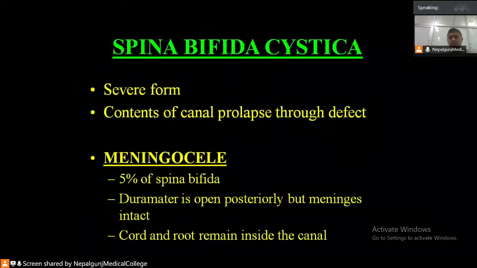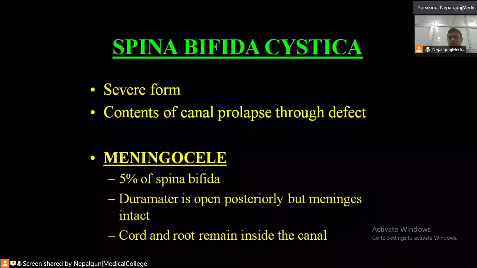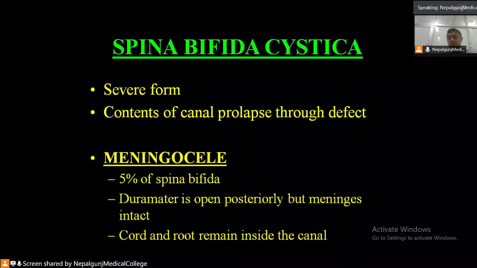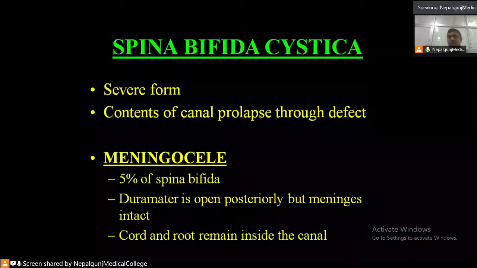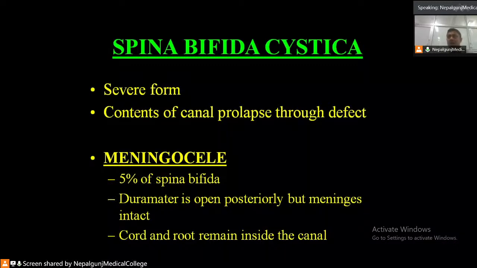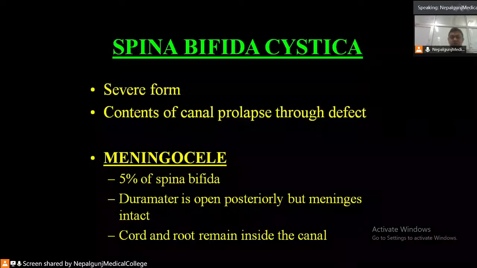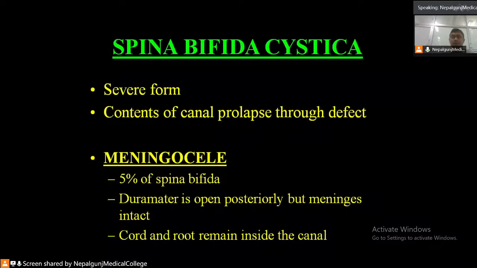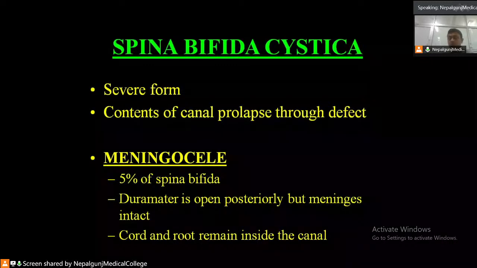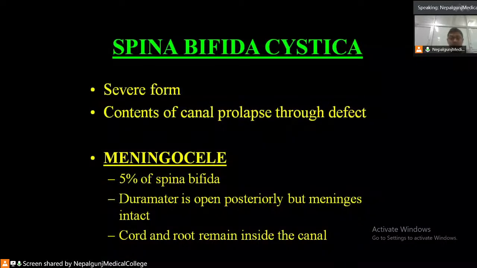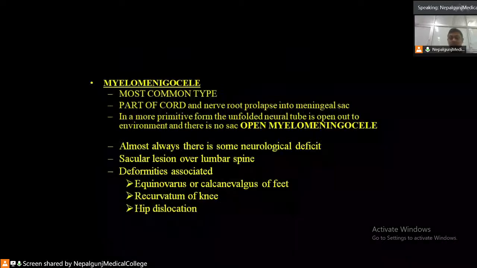So coming to the spina bifida cystica, it is a severe form. The contents of the vertebral canal prolapse through the defect. In spina bifida cystica, the lamina are completely absent. There are three forms usually: meningocele, meningomyelocele, and open meningomyelocele. It constitutes 5% of the total spina bifida. In meningocele, the dura mater is open posteriorly, but meninges are intact, and the cord and roots remain inside the canal.